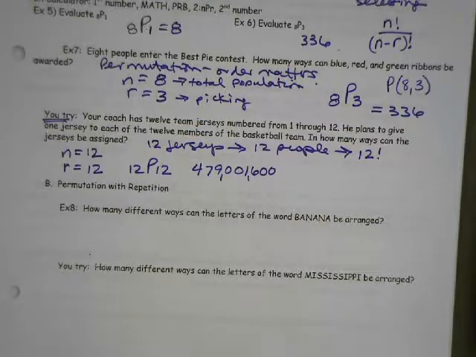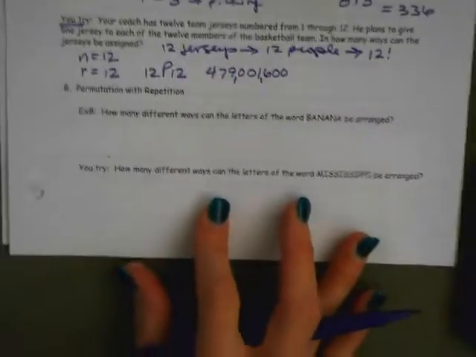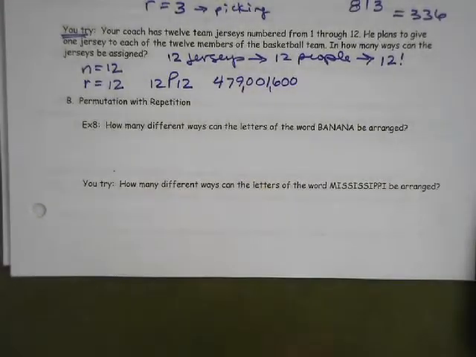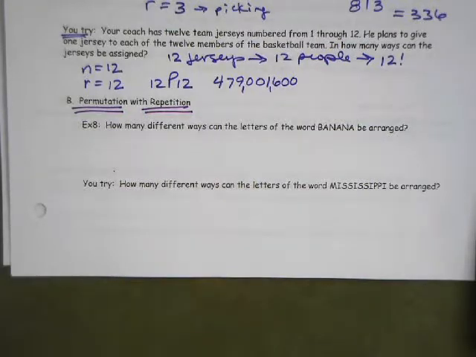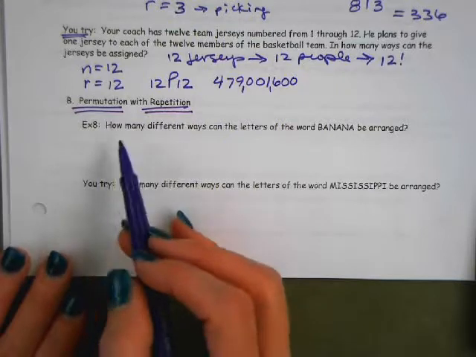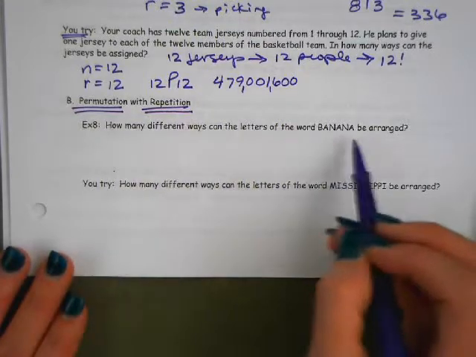Okay, so questions on that? Alright, so now we have what we call permutations with repetition. Meaning order matters, but we have duplicates. So here's an example. How many different ways can the letters of banana be arranged?